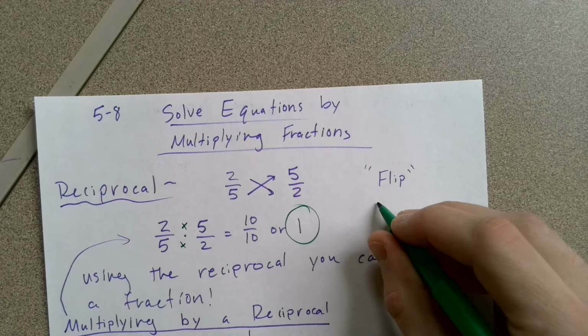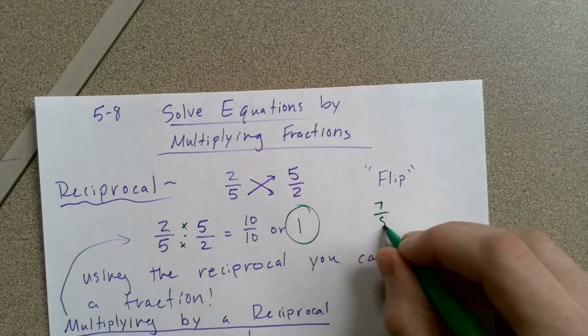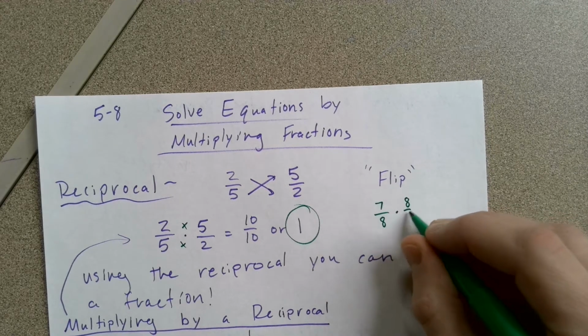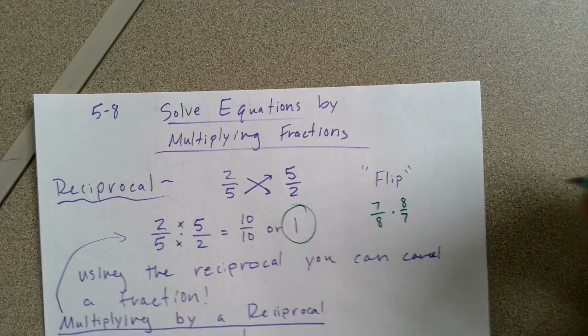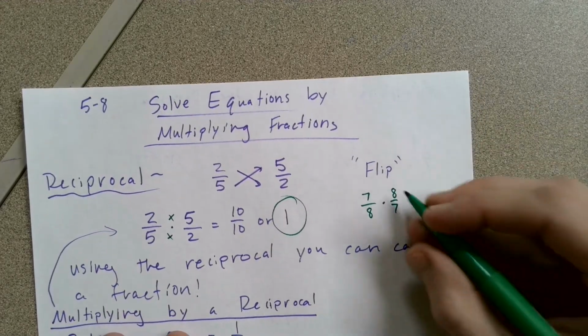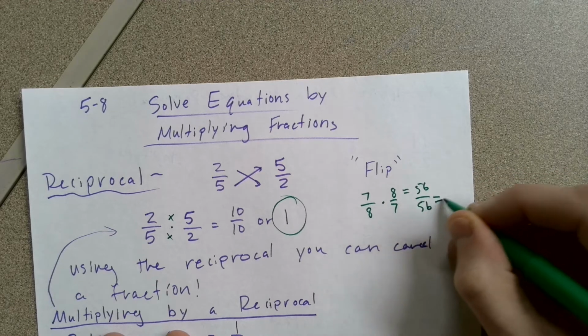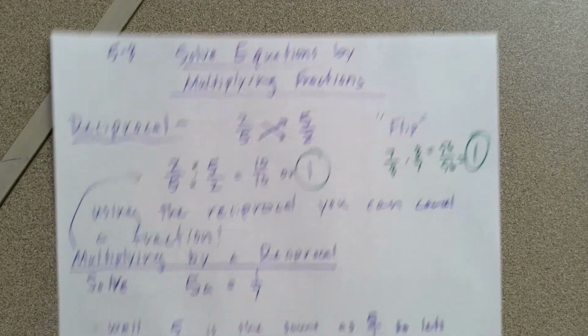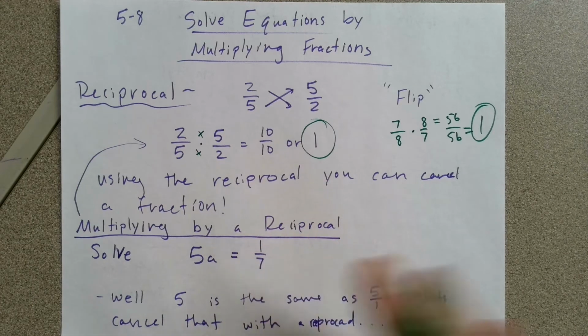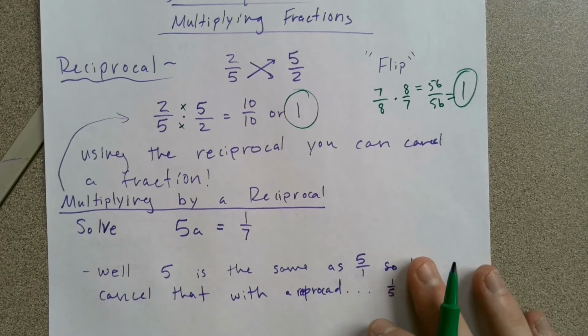For another example here, let's do 7 over 8, multiply that by 8 over 7. We're going to use that reciprocal to cancel out this fraction and make it equal to a 1. That's going to be 56 on top, 56 on bottom, same as 1. So when you use that reciprocal to cancel out a fraction, I'm going to show you an example right now.